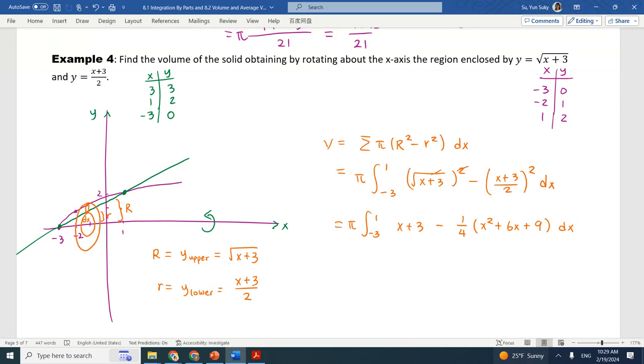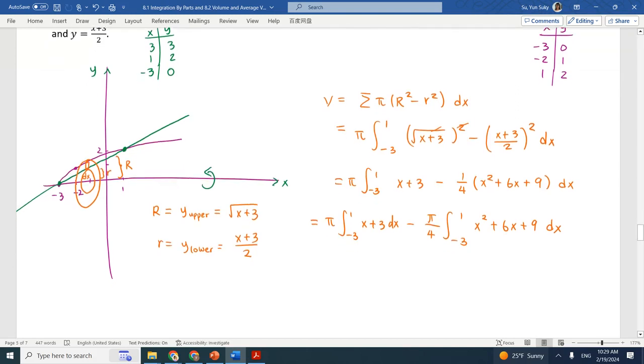I think the second one. Separate them? Yeah, that sounds better. Yes, sure, we can do that. So it's pi integral from negative 3 to 1 of x plus 3 dx, separate them. And then minus, now we still have the pi, right? Now it's over 4, integral from negative 3 to 1, now we have x squared plus 6x plus 9 dx. Is everybody okay with that? We separate them. And then we can move the 1 over 4 in front of the integral.